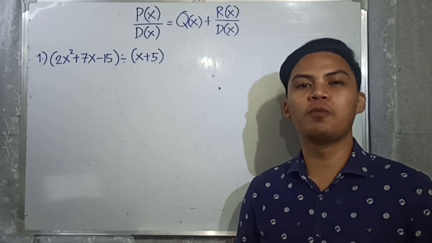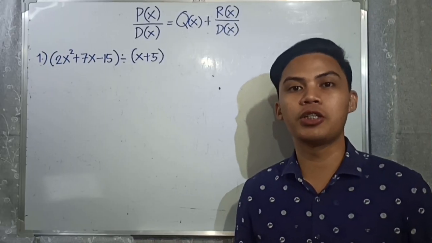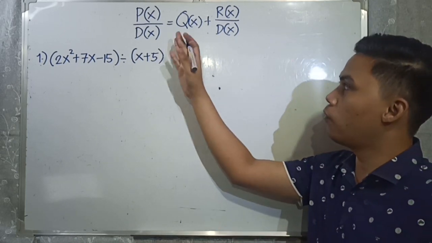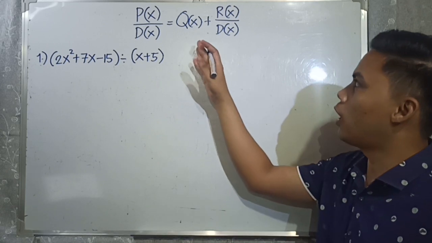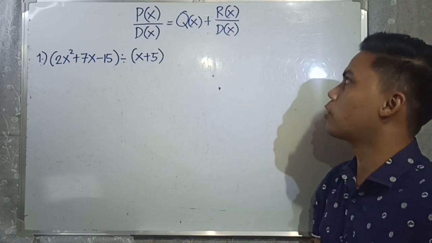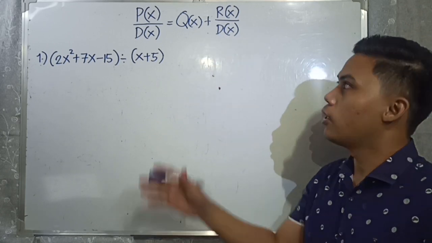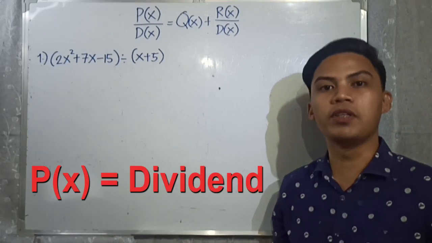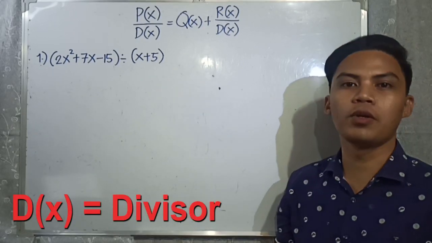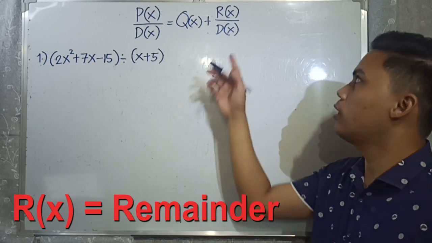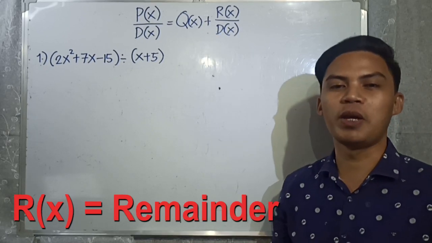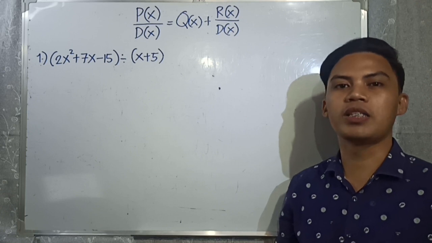In dividing polynomials, we have to follow this notation. So we have p of x all over d of x is equal to q of x plus r of x over d of x. Now p of x is our dividend, d of x is our divisor, q of x is our quotient, and r of x is our remainder. So let's have now an example.